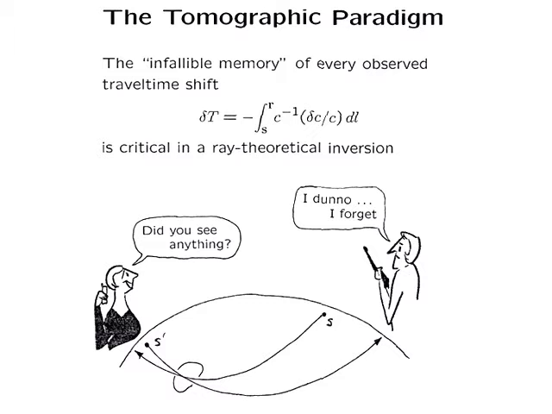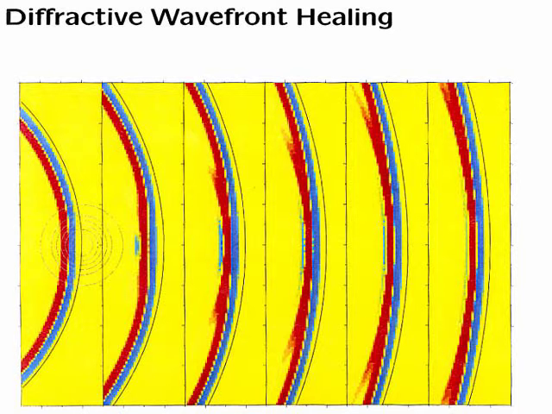So that if some of these ray paths actually forgot that they went through this blob, then obviously tomography would not work. And the fact is that real finite frequency waves do forget. Here is an example of this.